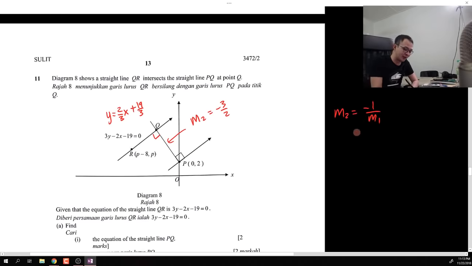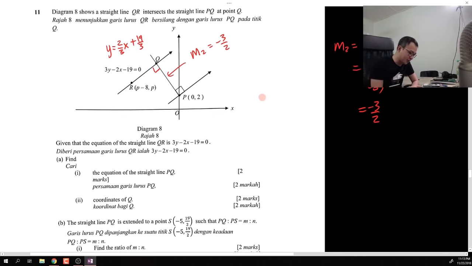You just sub in the negative 1 over 2 over 3, then you get negative 3 over 2. Alright, this is how to get the m2 here. So then I want to find the equation of PQ, right? So I have the gradient, I have the coordinate, I can find the equation easily.